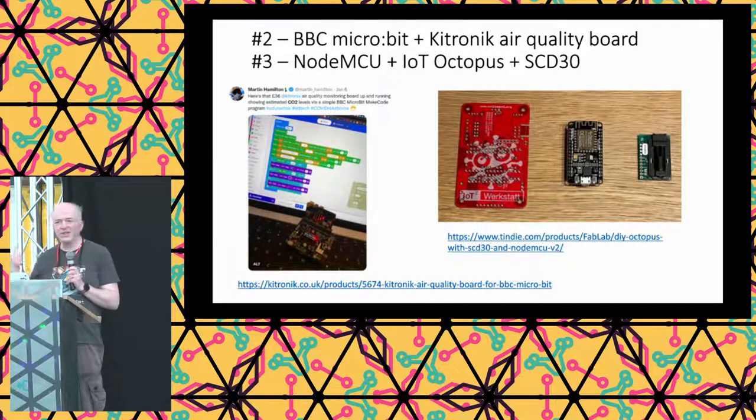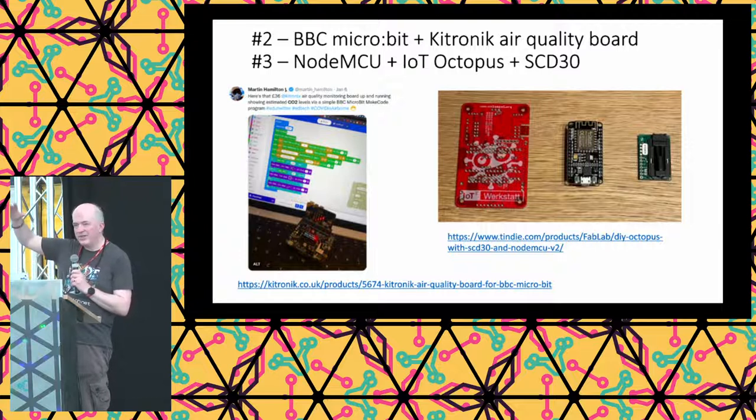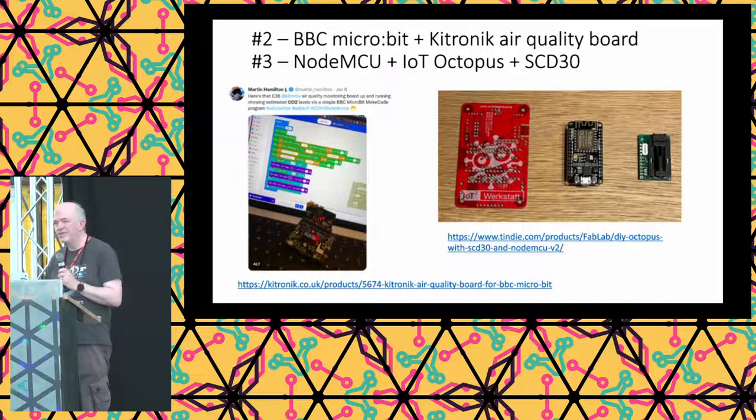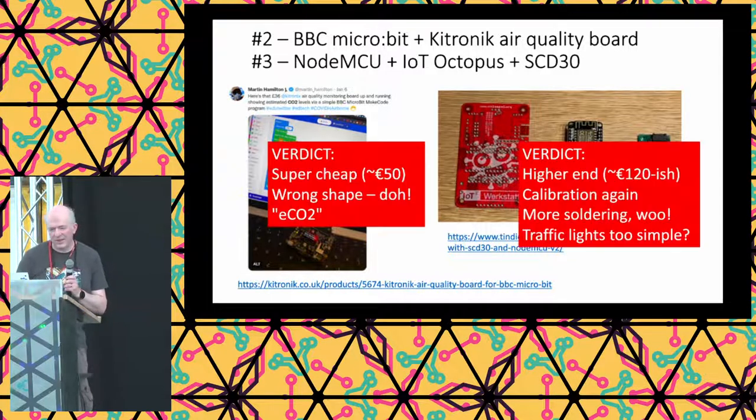I didn't really explain why CO2, and the answer is CO2 falls to the ground and builds up in poorly ventilated areas. So if you've got a high CO2 reading, you've got problems. It's time to open some windows, open some doors, turn that fan on, or just get out of here. So the Microbit, that was an interesting solution. Another one is using the DIY Octopus, which is like a baseboard for DIY IoT projects. And again, the one on your right, the Octopus, is using that SCD30 sensor.